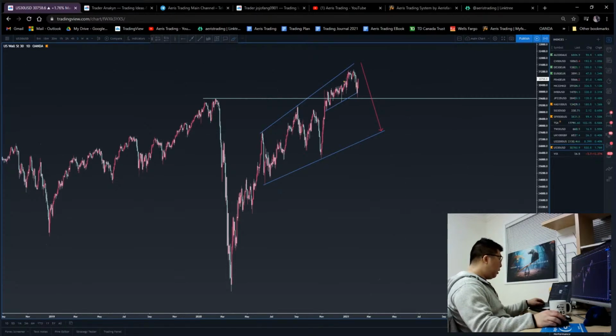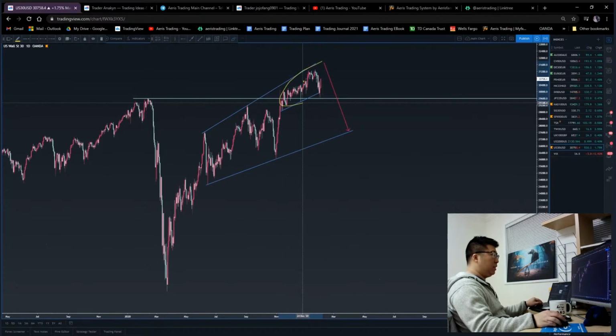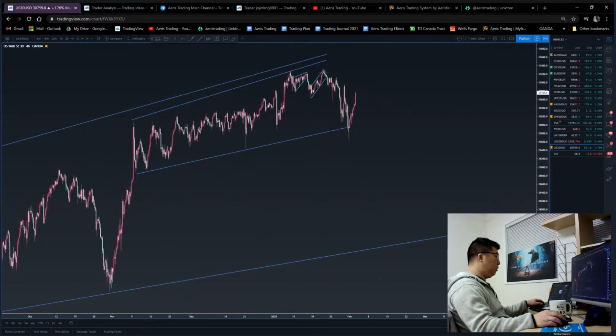So that's what I take on most of these US indices. I still have a bias for a bearish run, but let's see what happens here. I don't want to blindly jump into it. I want to see what price will do in this latest bit of price action here.